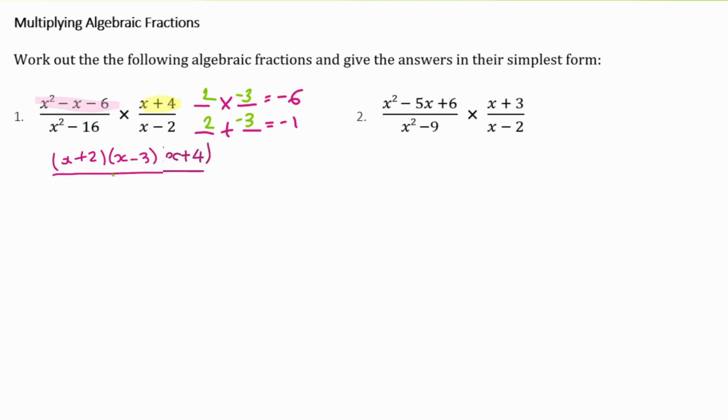And in the first denominator, we've got x squared minus 16, which is a difference of 2 squares. So we can factorize that as x plus 4 and x minus 4.